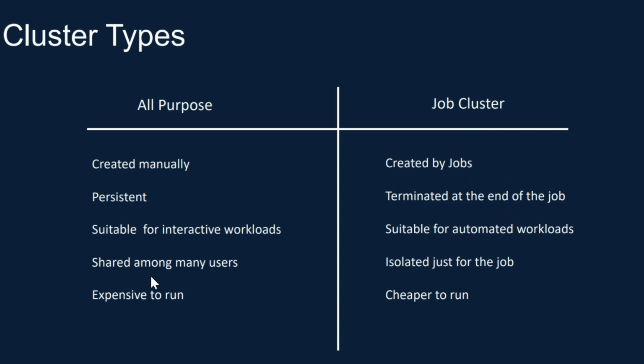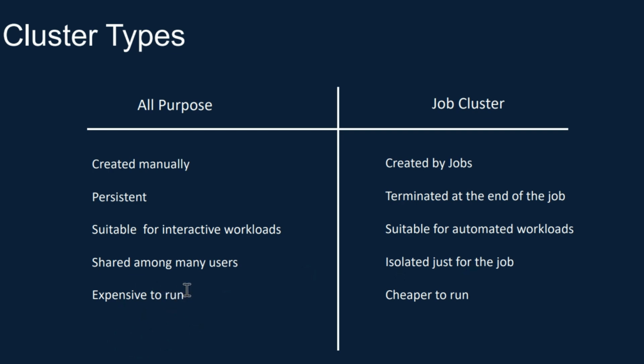All-purpose clusters can be shared among many users. You can share between two or more users, and they are good for collaborative analysis, whereas job clusters are isolated just for the job to execute. So it will check whether the job is executed or not, and for this purpose the job cluster will be useful. And all-purpose clusters are expensive to run compared to job clusters.